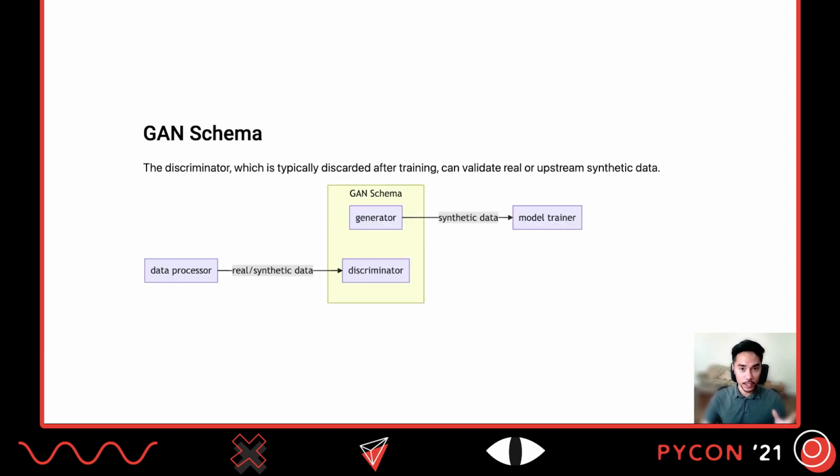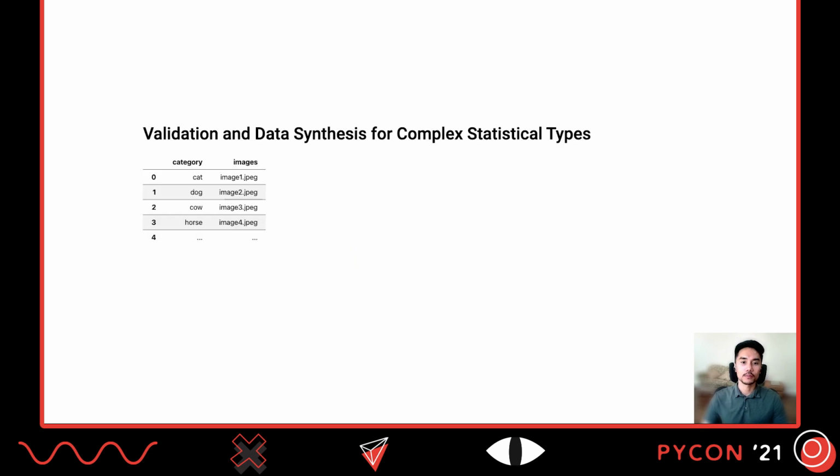Typically, after training a GAN, people only care about the generator and discard the discriminator. However, in our case, we can actually use the discriminator to validate data by telling us whether a particular data point is real or fake. We can also use the generator for its primary purpose of synthesizing data for testing our model training functions. In effect, this would imply that we can implement validation in data synthesis modules for complex statistical types.